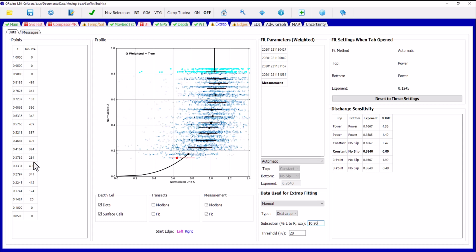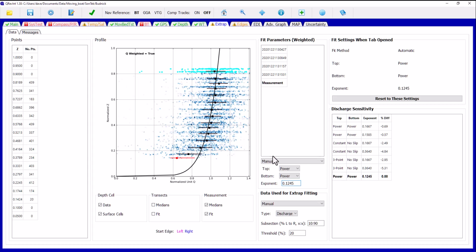If we wanted to see how the original automatic fit compares to the 80% data that we have here, we can select from automatic to manual. We can select power. We start at the bottom, and then power at the top. And our original exponent was 0.1245. The fit looks pretty good at the top, but seems to deviate some from our data at the bottom.